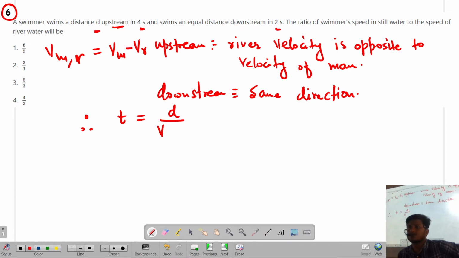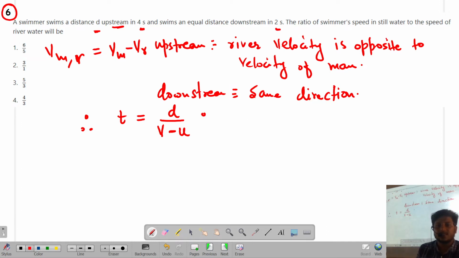Opposite? Yes. Two trains are moving in opposite directions. The velocity was getting added or subtracted? Added. But here, what is happening? The river velocity is affecting the velocity of man. So here it will be subtracted rather than getting added. Got it or not? So in upstream, let's suppose v is the velocity of river and u is the velocity of man. So what will it become? v minus u. Got it or not?